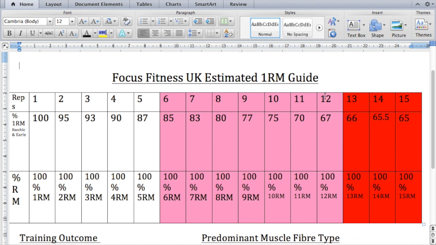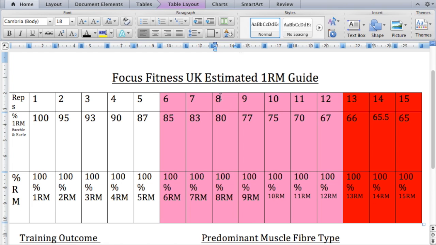So I had 12 repetitions, and you can see here below it, it says 67, and that's the percentage figure of the estimated 1 RM. So every time on a program I write 12 repetitions, if I'm just working the client to reasonable failure, I should write 67% of the 1 rep max. If I'm going to work at 10 repetitions, it should be 75% of the 1 repetition max.